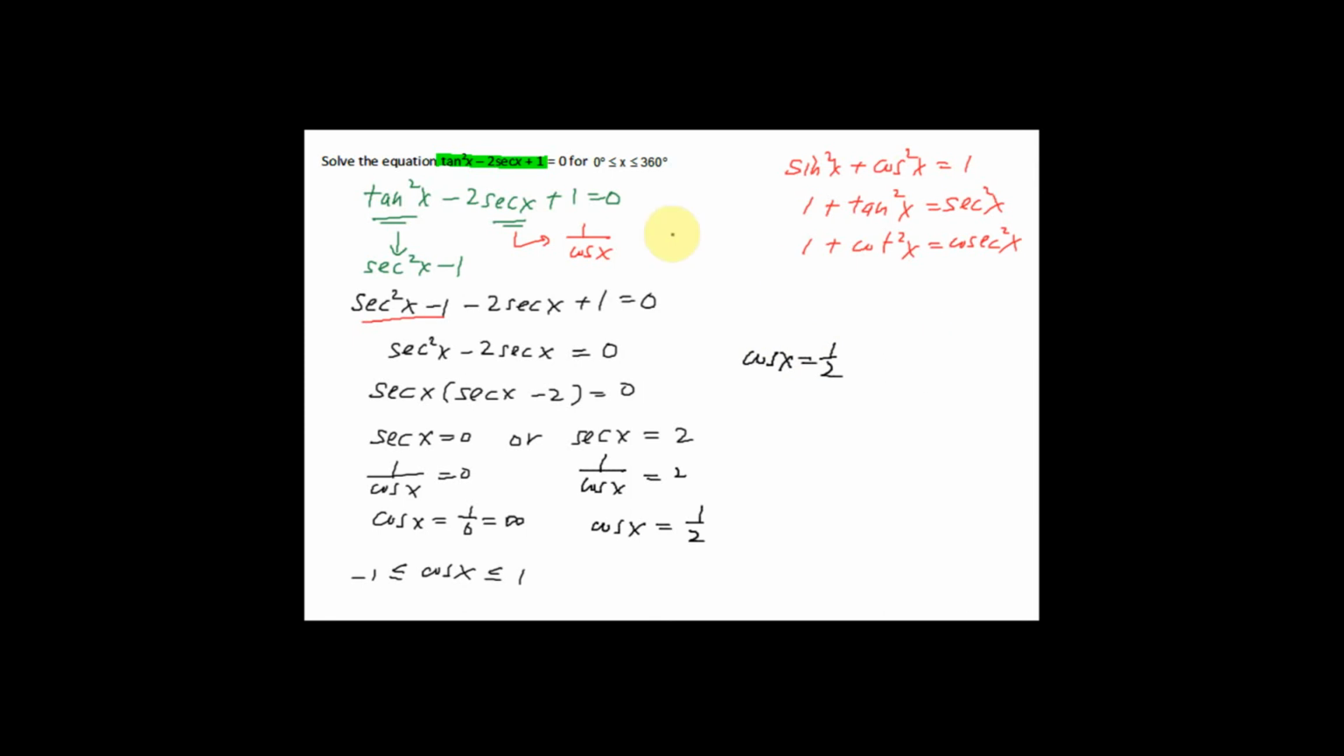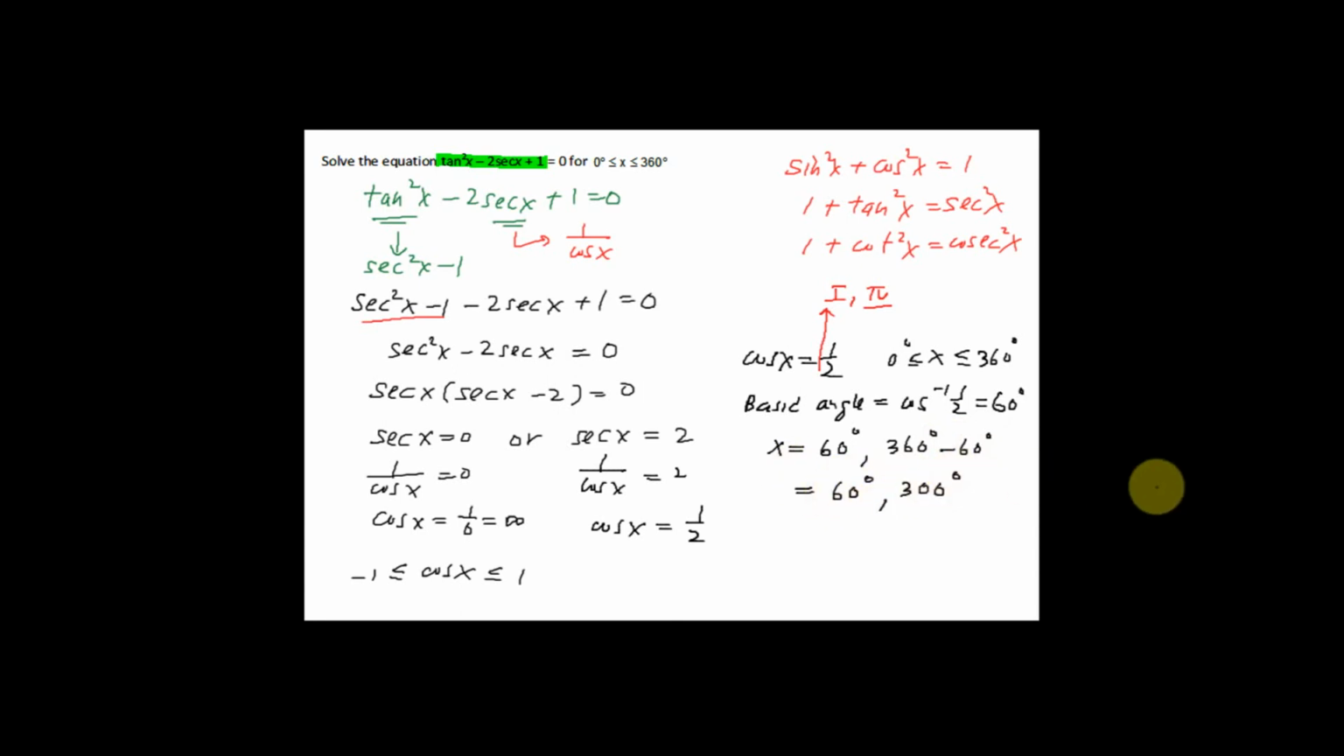Remember the first step is to put the range. The range is from 0 to 360 degrees. Now you find the basic angle. This equal to cos inverse of half, which is equal to 60 degrees. So now look at cos here, you are looking at positive, which is in the first and the fourth quadrant. So your answer for x equal to 60 degrees, first quadrant. The fourth quadrant is 360 minus 60. So the final answer for x will be 60 degrees and 300 degrees.